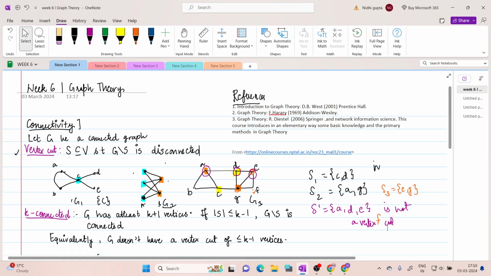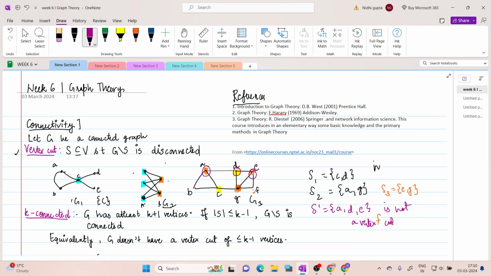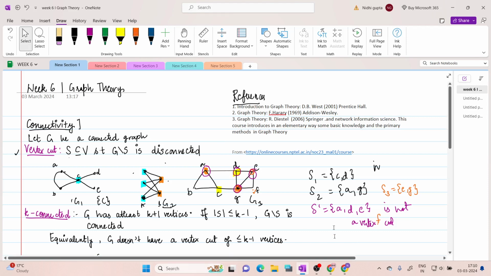So I think everyone now understood the definition of vertex cut. Now, ma'am, minimum is not a criteria then?